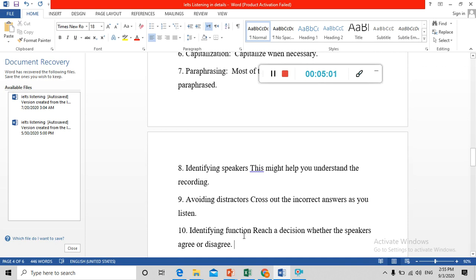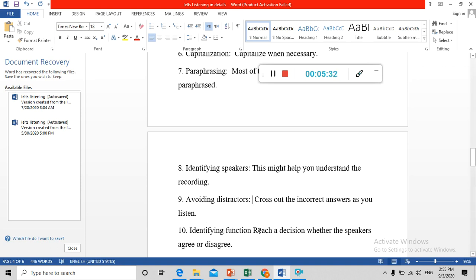Identifying speakers. This might help you understand the recording. Avoiding distractors. Cross out the incorrect answers as you listen. Because when you listen, for example, they give you some wrong answers and they try to distract you, to confuse you with the correct answer.